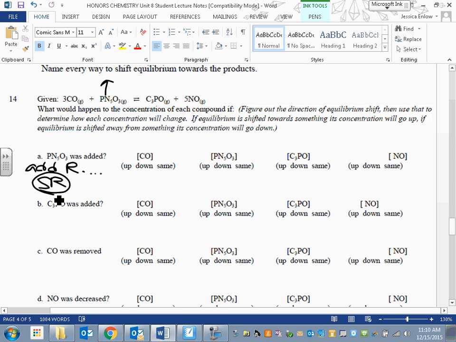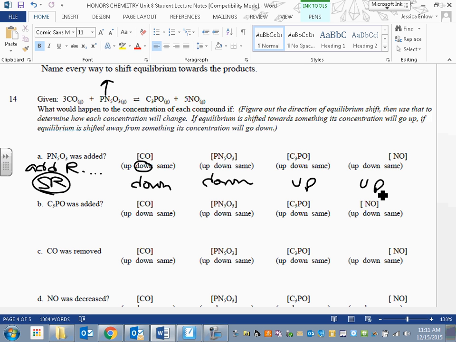So as I shift right, what am I consuming? I'm consuming all the reactants. So all the reactants' concentrations should go down if they're being used up. Yes. So CO is going to go down, and PN5O3 is going to go down because it's getting used up. But the other ones are going to go up because they're being produced. If you're going towards their side, they are being produced. Once you figure out the shifting, whatever I'm shifting away from is going down, and what I'm shifting towards is going up. I think that should help you with the rest of those.